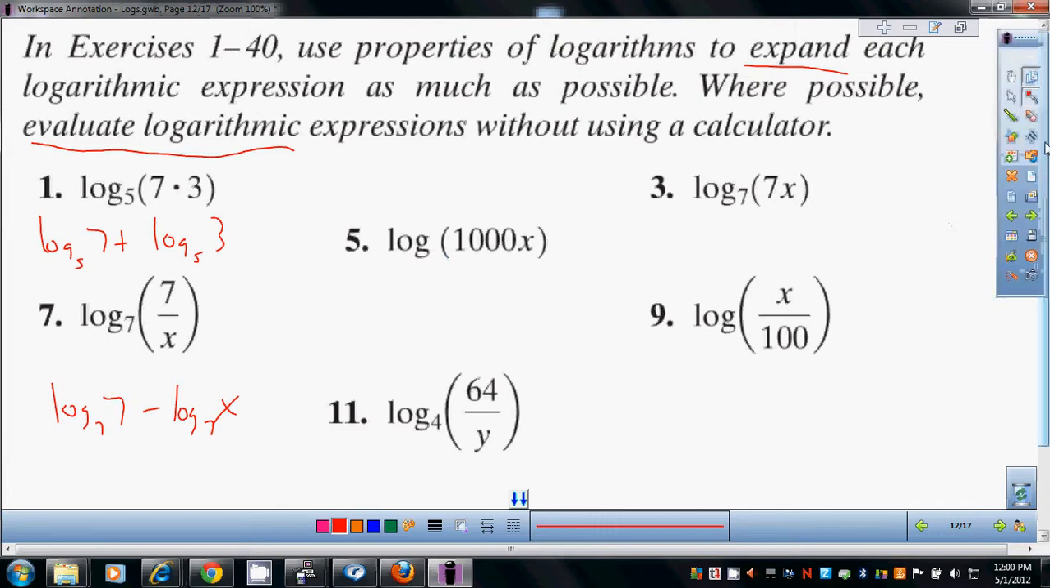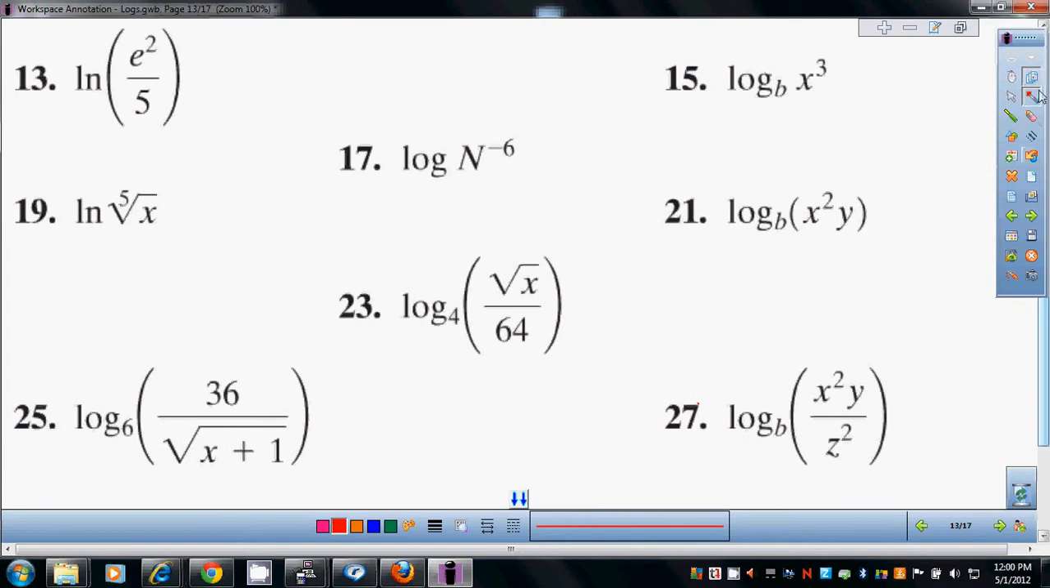Okay. Let's step up the difficulty a tad. All right. Now, natural log works the exact same way. So, what's the first thing I need to do? 13, yes. E squared minus, that's right, because it is, now, what else can I do? Exactly. Exponent comes down, so that becomes 2 natural log of e minus the natural log of 5. Now that would be a very simple thing to plug into your calculator because e is just a number like pi, but you don't have to.